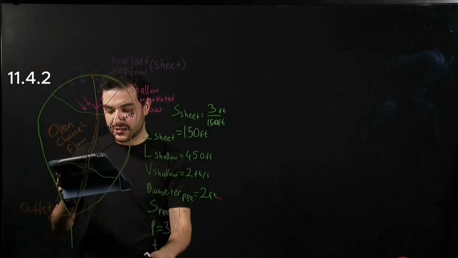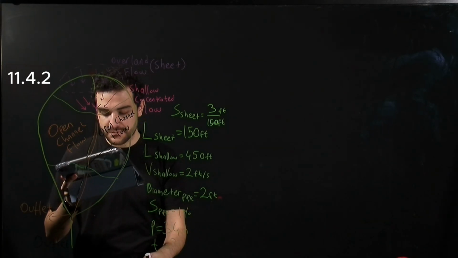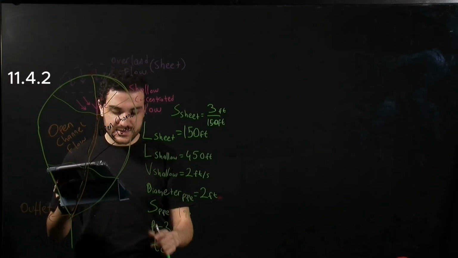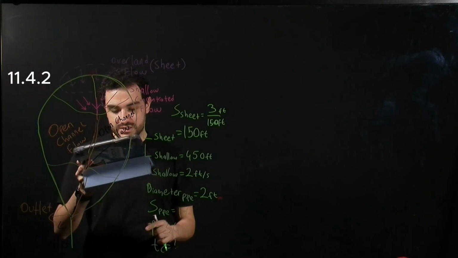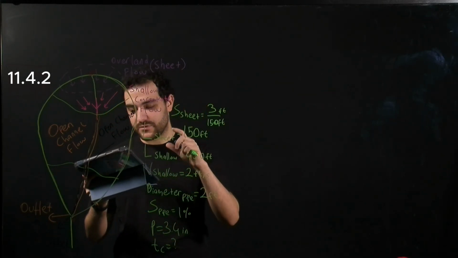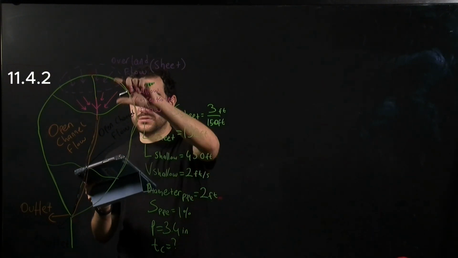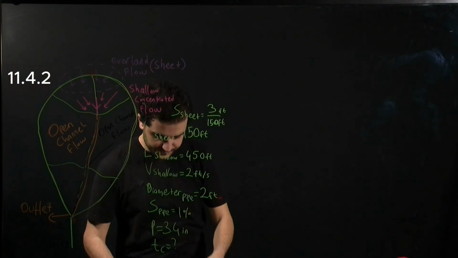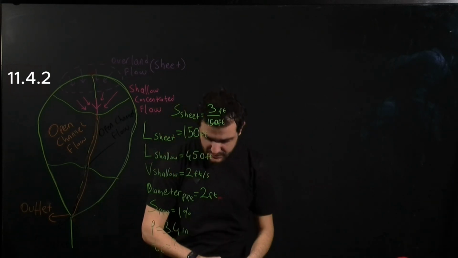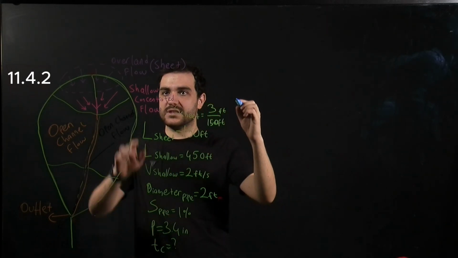Again, we need to determine the time of concentration in minutes. The 2-year, 24-hour rainfall depth is 3.4 inches. And finally, we need to determine what percent of the time of concentration is attributed to the overland flow. So let's get started with overland flow.